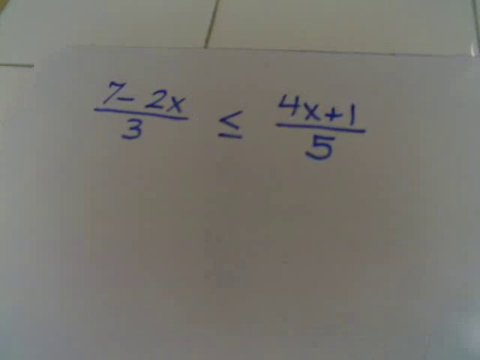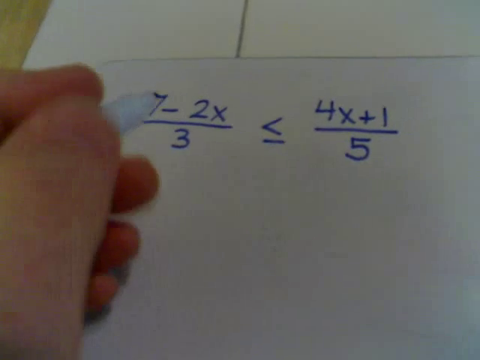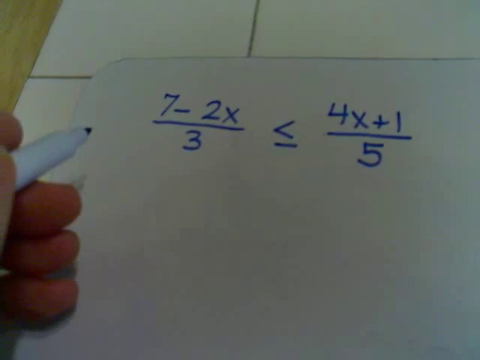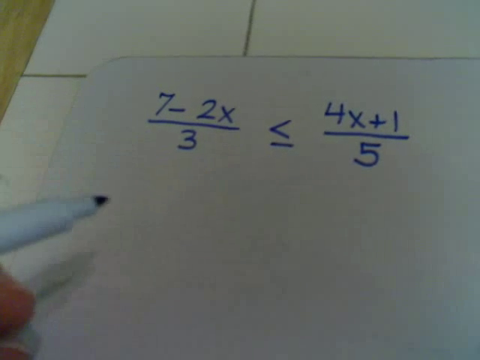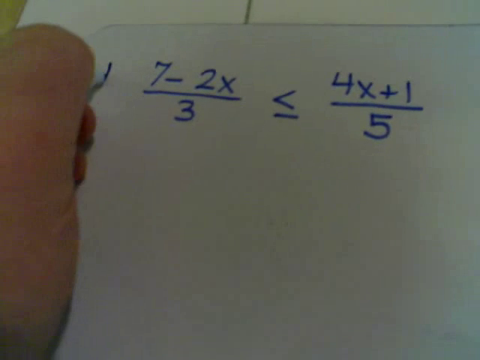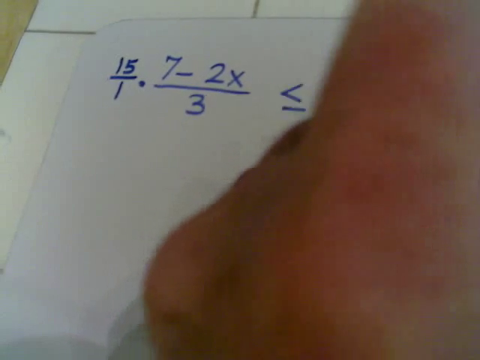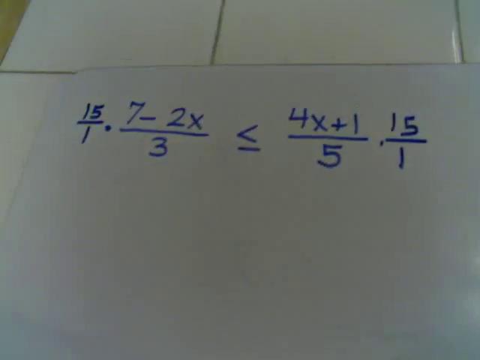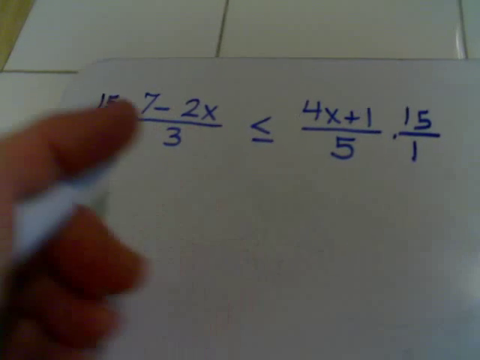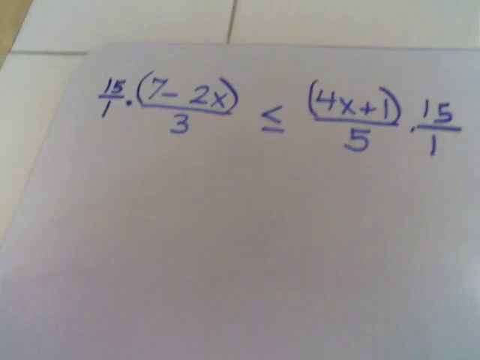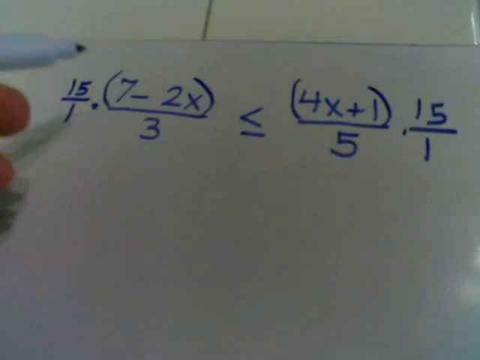So what we're going to do is pay attention to the LCD. In this case, the LCD of 3 and 5, the smallest number they can both go into, would be 15. So I'm going to multiply this side by 15, and I'm going to multiply the other side by 15. What you do to one side, you do to the other. I'm going to put little safety nets around these so I remember to distribute. But then watch what happens.